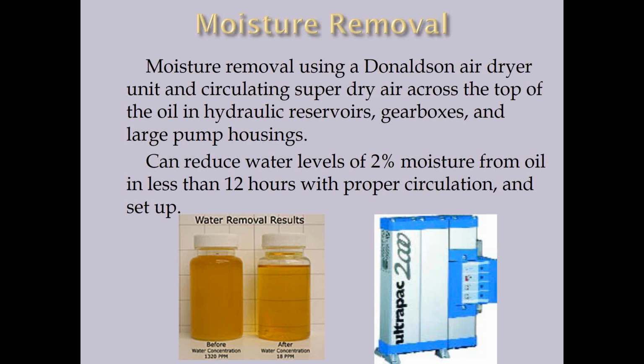Here's a unit. This is basically an instrument air dryer, and you can bleed this dry air across the top of a hydraulic reservoir or across the top of a gearbox. And we can see the sample on the left here was 1,320 parts per million. We ran the dry air across the top of the hydraulic unit for 12 hours, and the moisture went down to 18 parts per million. So a nice, cheap, easy way of removing moisture from hydraulic or gearbox oils.